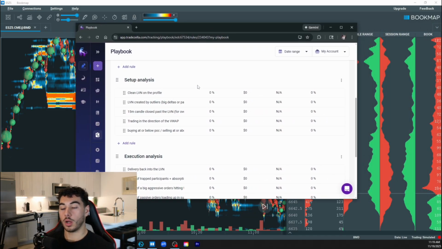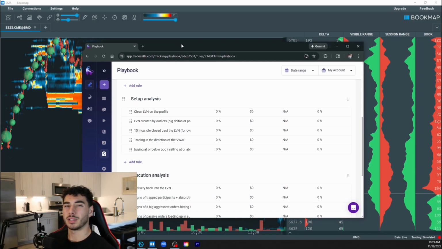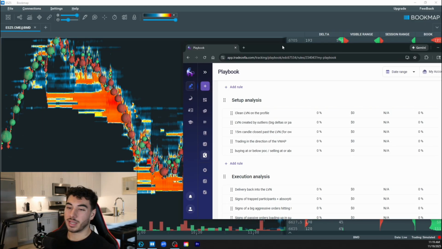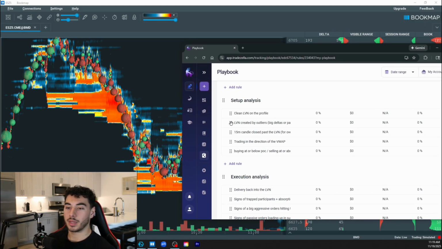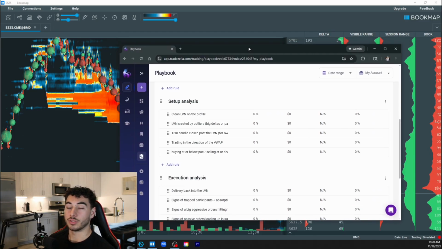So another piece that I like to do is see a 15-minute candle close past the low volume node. And I don't typically use candlestick charts, but it's kind of just a little bit of a rule of thumb, I think. So I would want to see this whole thing close in a span of 15 minutes before I attempted to use it for a trade, just so that I'm not getting in too early.